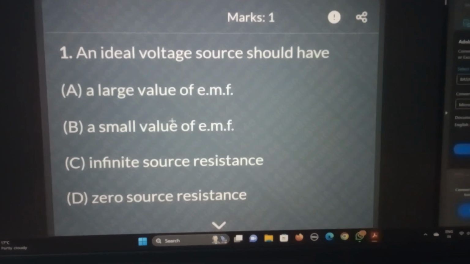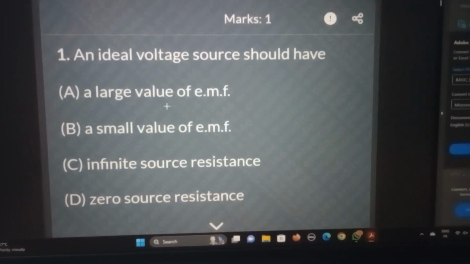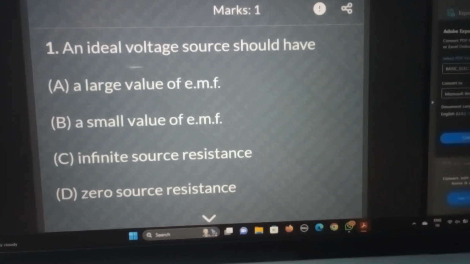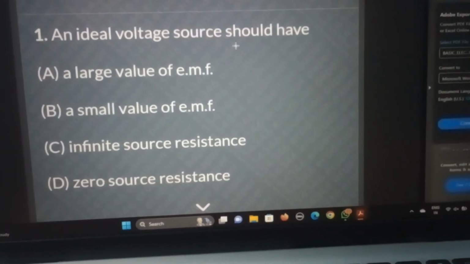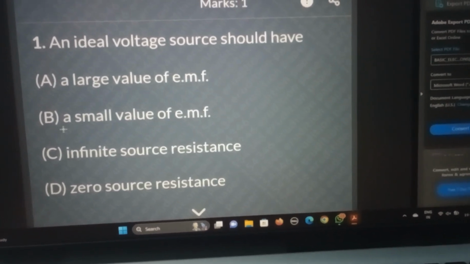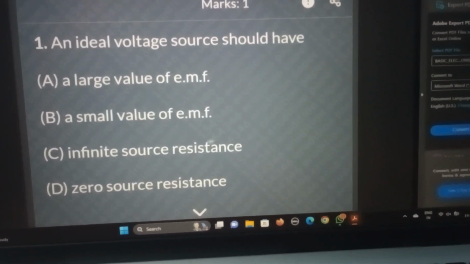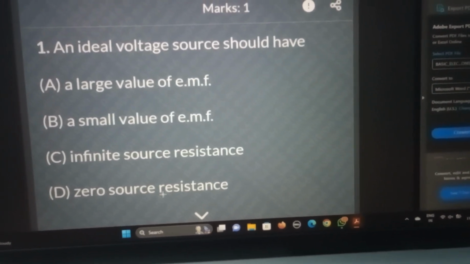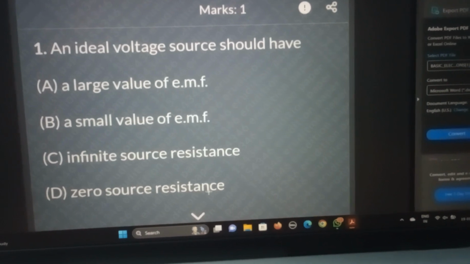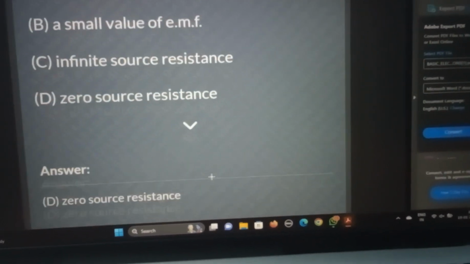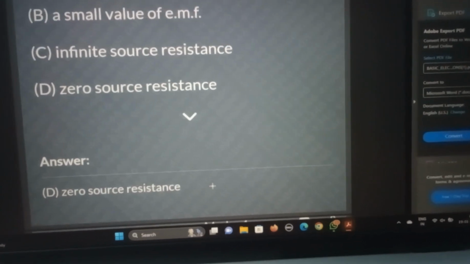Some important questions for first semester Basic Electrical. An ideal voltage source should have: option A, a large value of EMF; option B, a small value of EMF; option C, infinite source resistance; option D, zero source resistance. This is the Group A question, marks 1. The answer is zero source resistance.